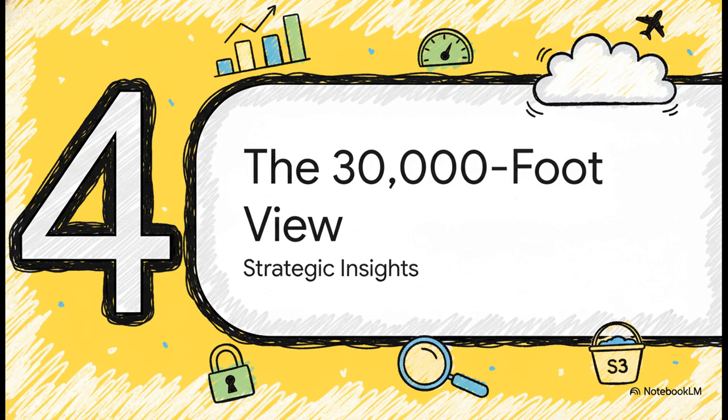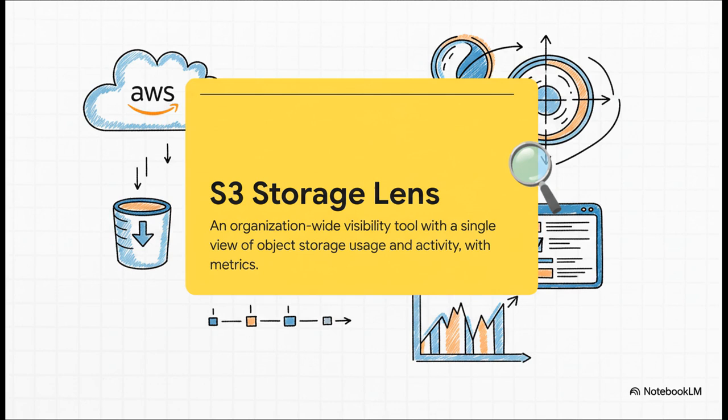Now it's time to zoom all the way out. Let's get that high-level satellite view for the big picture insights across your entire organization. And this is where S3 Storage Lens shines. It's built to give you that single pane of glass to see what's happening across dozens, maybe hundreds, or even thousands of accounts and buckets. It's all about usage, activity, and finding those sweet cost optimization opportunities.